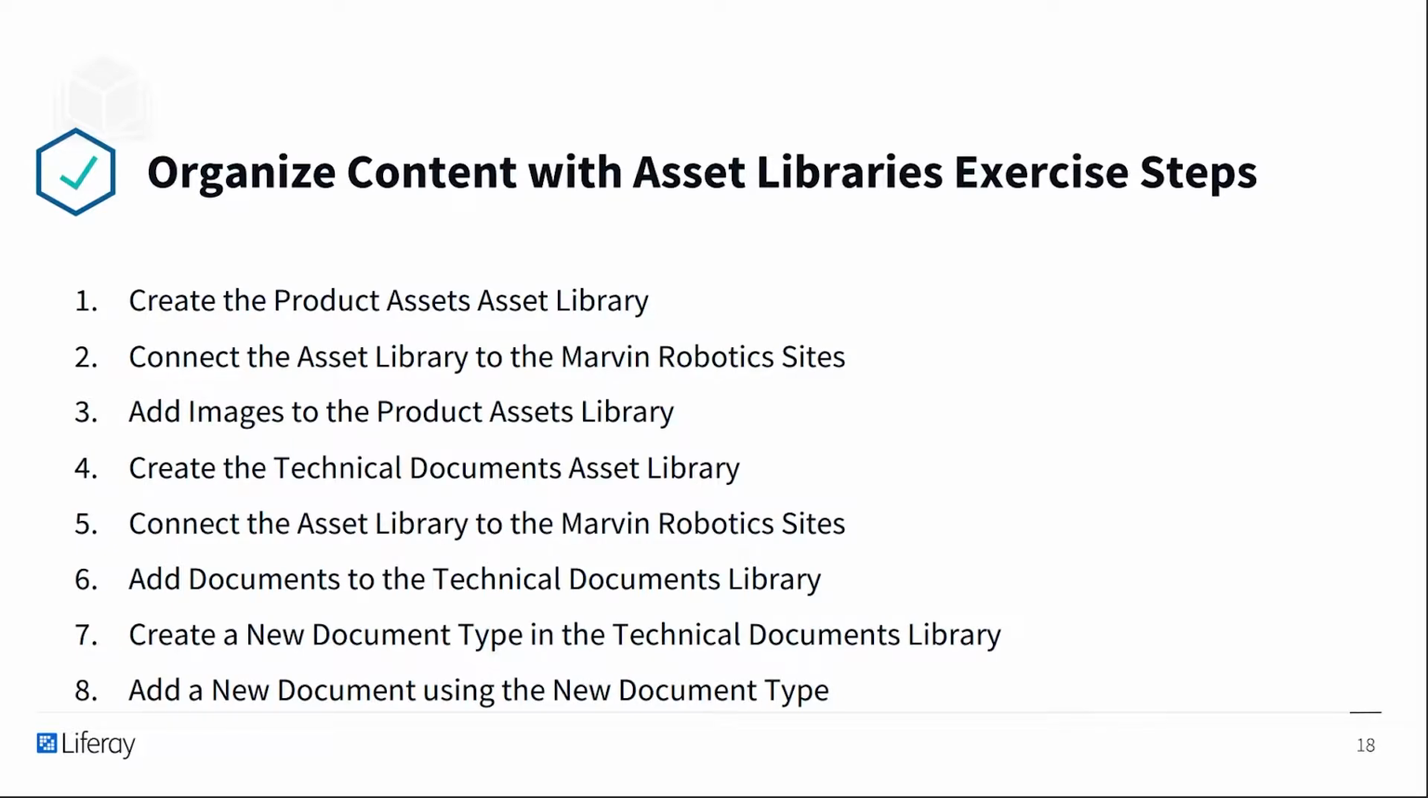We will create the product assets asset library, connect the asset library to the Marvin Robotics sites, add images to the product assets library, create the technical documents asset library, connect the asset library to the Marvin Robotics sites, add documents to the technical documents library, create a new document type in the technical documents library, and finally, add a new document using the new document type.